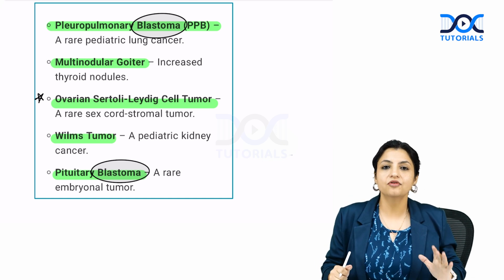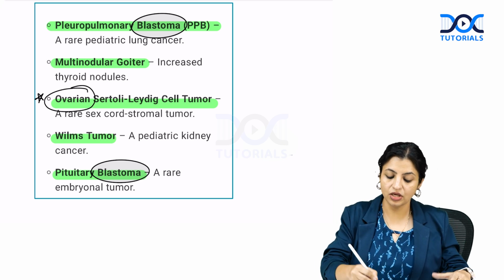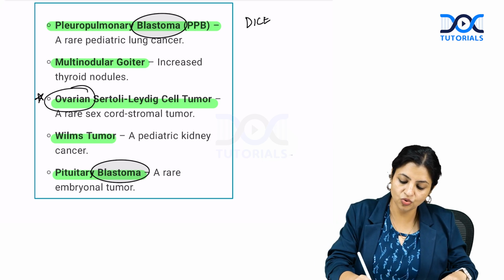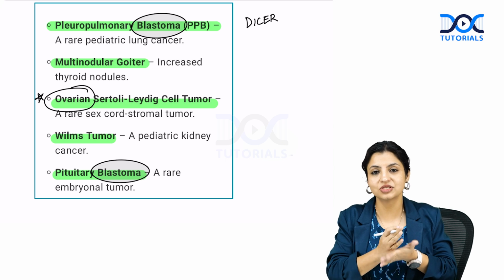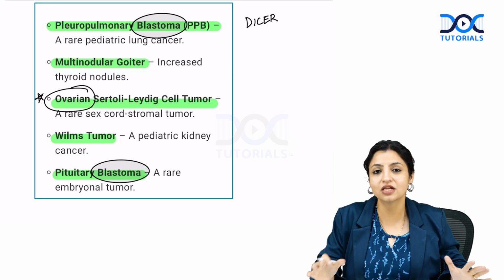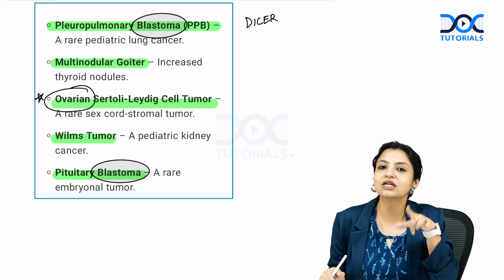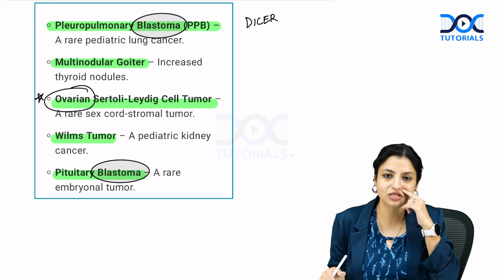Apart from that, you have to remember, I told you this is ovarian. Don't ever forget that. Dicer: so who dices the sabzi in your house? It is usually females. So ovarian Sertoli-Leydig cell tumor. Always remember that.